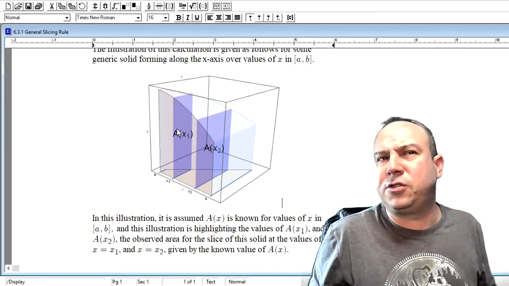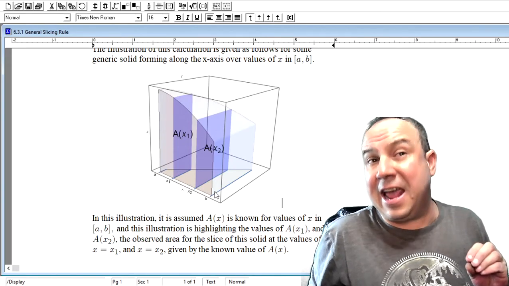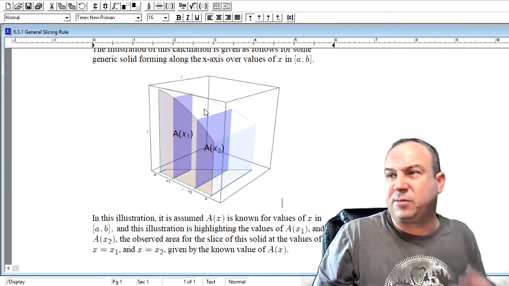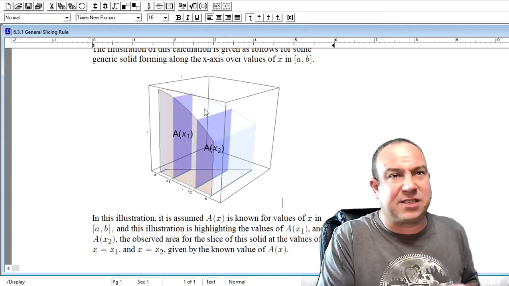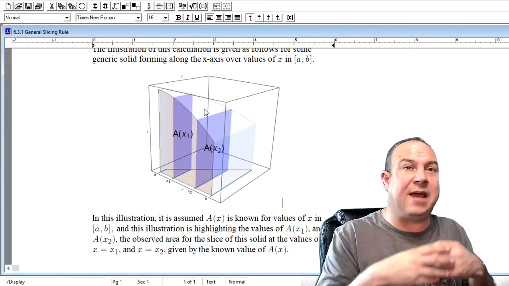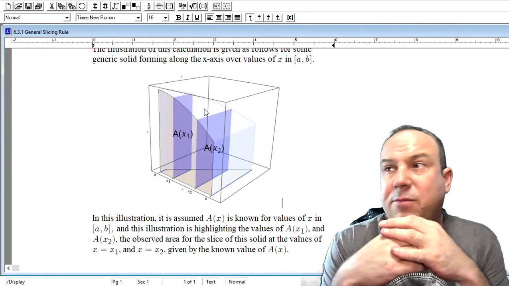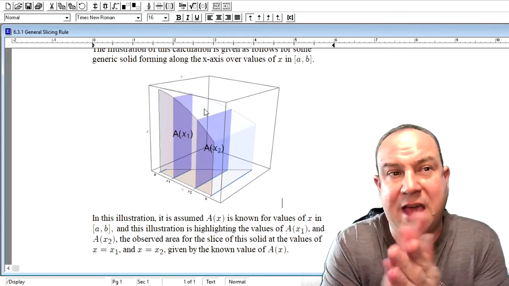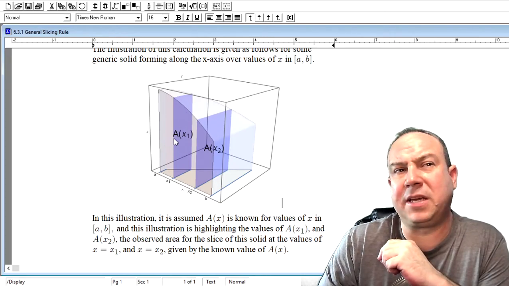And what we have to assume in this setup is that we know how to calculate the area at any value of x for one of these particular cross sections. We must have some sort of formulaic way of describing that area, either given to us explicitly in the problem or given to us through the description of the shape and how its dimensions relate to x. It can be a bit of a puzzle at times to try to figure out A of x. But here we have this illustration of our solid forming in this manner.